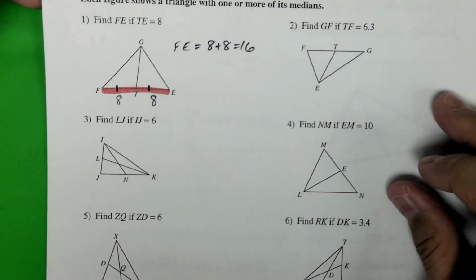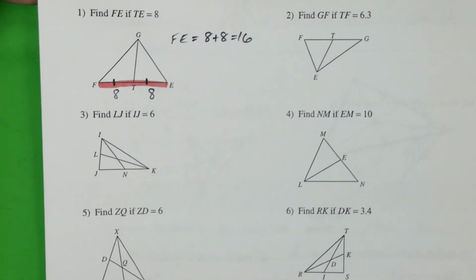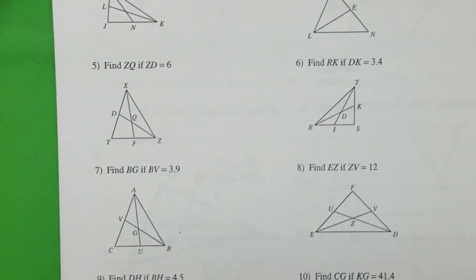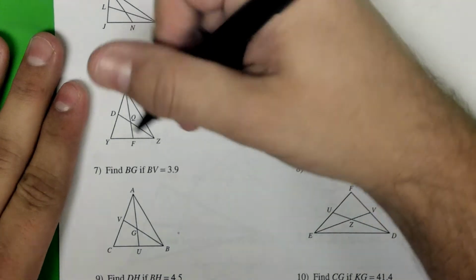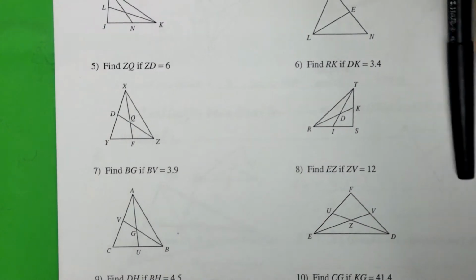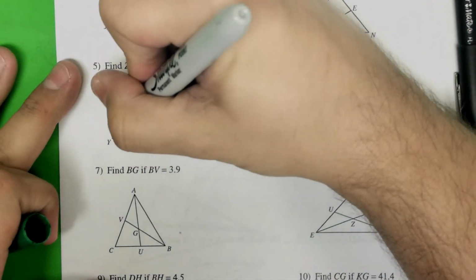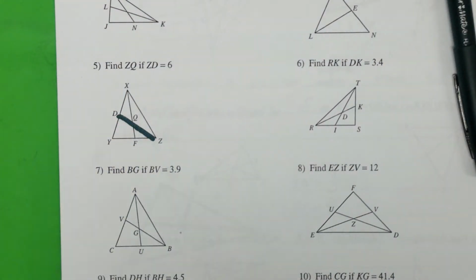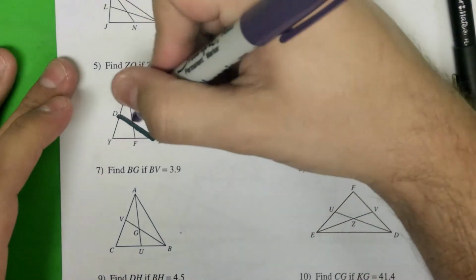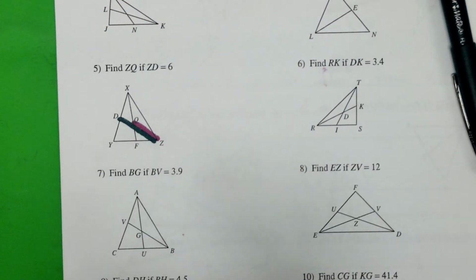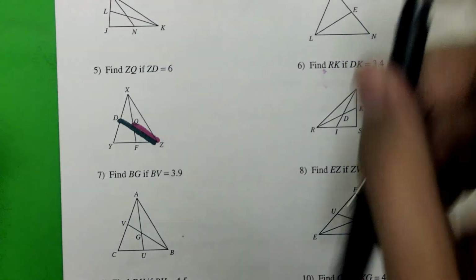So, if we look at question number 5, it says to find ZQ given the whole length. The whole length here is ZD. We are only given this part right here. And so that's going to definitely bleed through, but oh well. So we're given the whole length is 6.